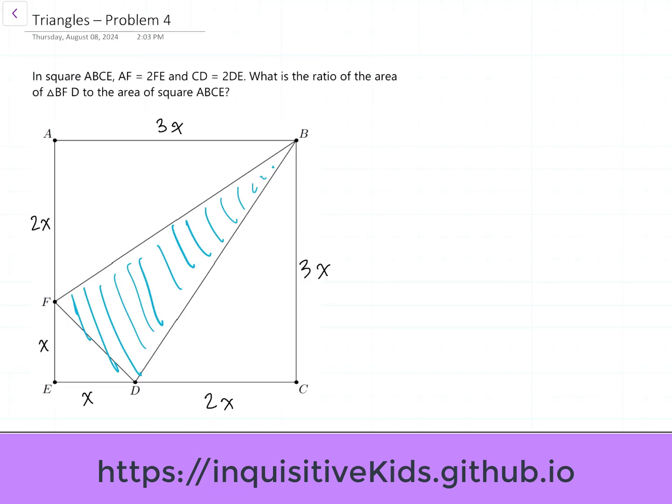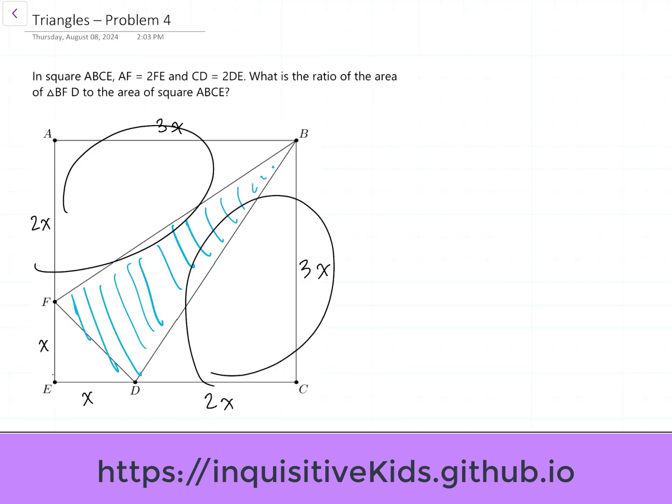Well, because we don't really have the clear base and height of this triangle, we have to use some other way. And we can see that all we have to do to find the area of this triangle is to subtract all these three other regions from the total square.